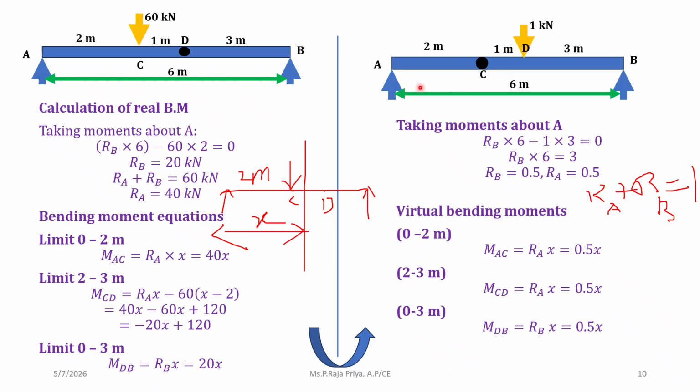Next we are taking the virtual bending moment. First, we are taking a section 0 to 2 meter. So MAC will be RA into x, which is 0.5 into x. Next we are taking the CD portion. We are taking a section in the CD portion. Here also it will be RA into x. We have to take x meter from A. And the third portion is 0 to 3. Here we are taking a section somewhere between B and D, which is at x meter from B. So that will be RB into x, which is also 0.5x.